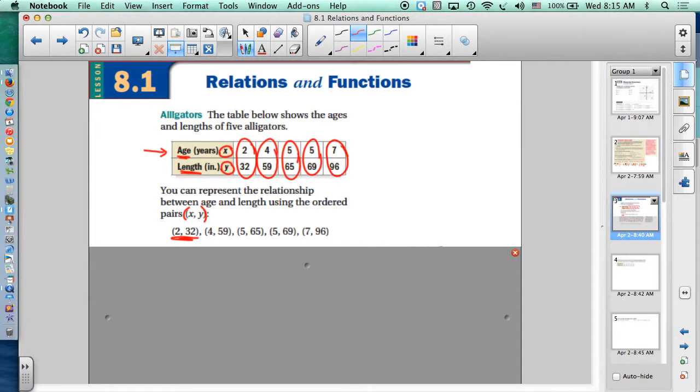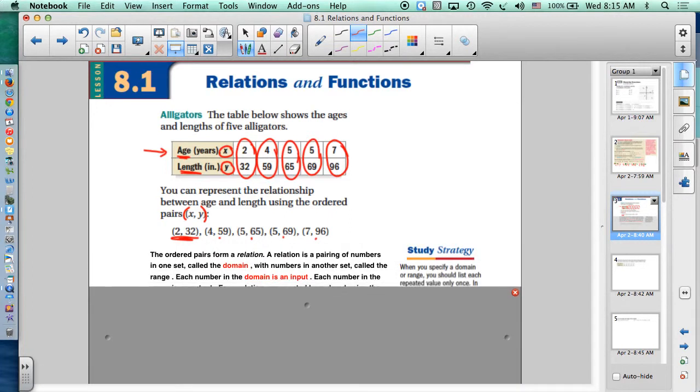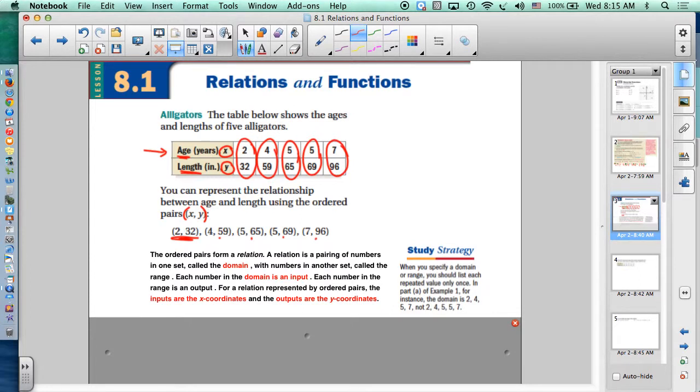(4, 59), (5, 65), (5, 69), and (7, 96). So that's one way that we can represent a relation, okay, between 2 different values. An ordered pair forms a relation.